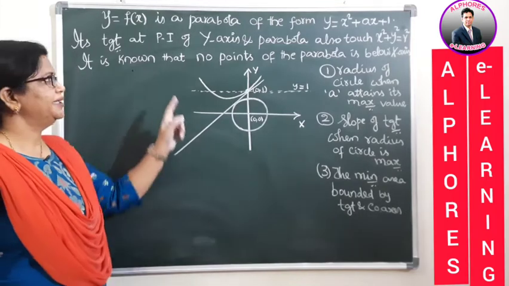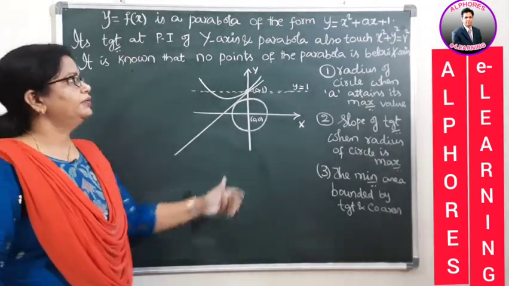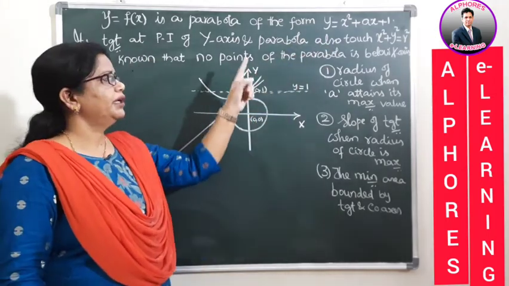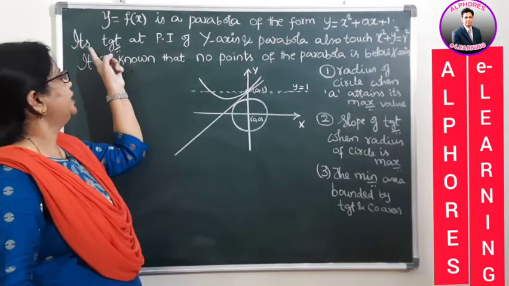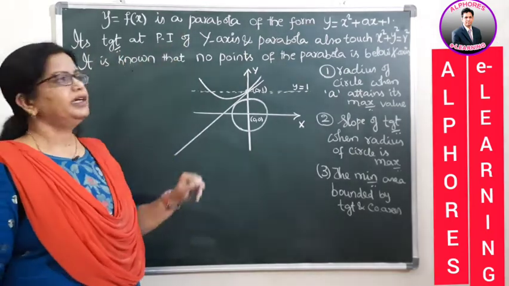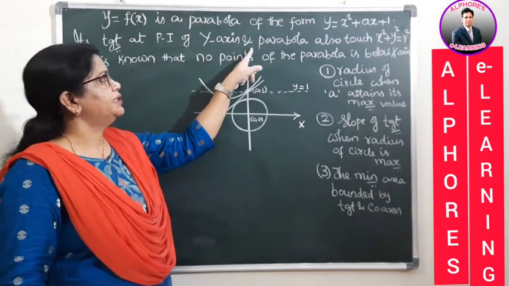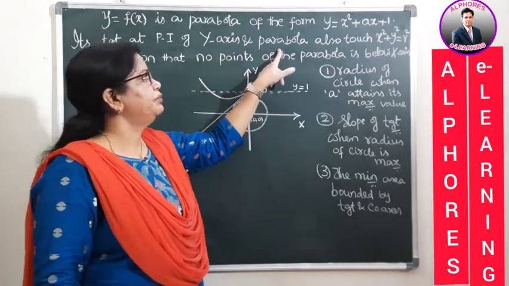Let's have a glance at this problem, students. If y equal to f(x) is a parabola of the form y equals x square plus ax plus 1, where a is an unknown value. Now, its tangent, that means the tangent of the parabola at the point of intersection of the y-axis and parabola. What is the meaning here?